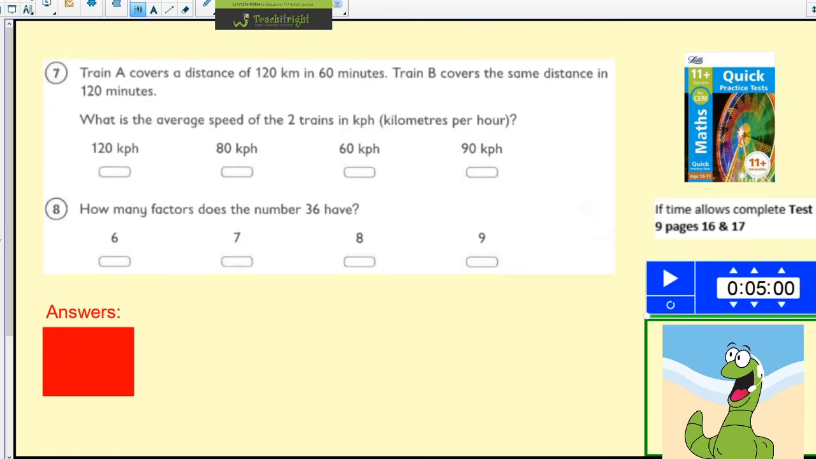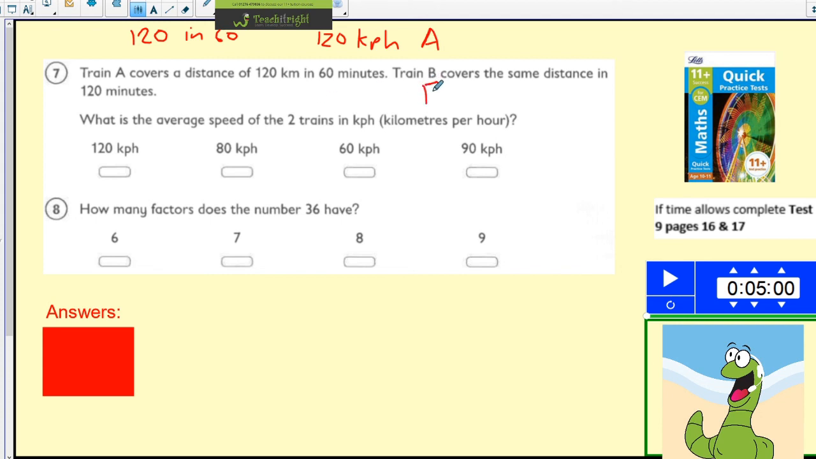Whew, right, we're getting there. Question 7. Train A covers a distance of 120 kilometers in 60 minutes. Train B covers the same distance in 120 minutes. This sounds familiar. What's the average speed of the two trains in kilometers? Very similar. So 120 in 60. Bear in mind that 60 minutes is the same as saying 1 hour, will be 120 kilometers per hour. So that's train A.